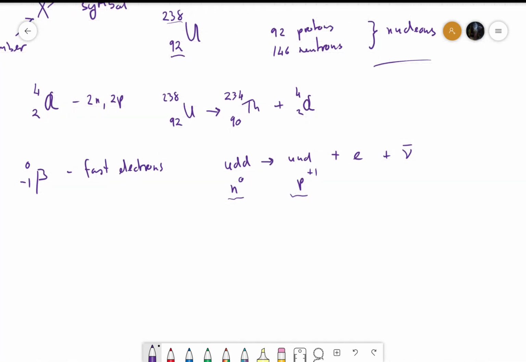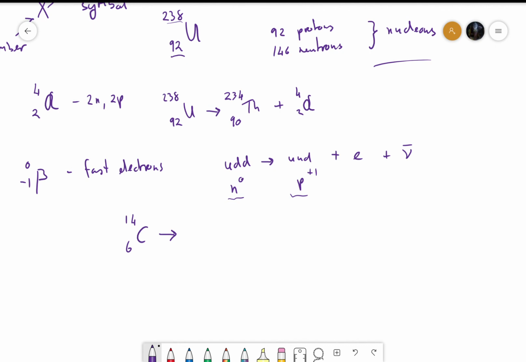I'll show you an example. If I take carbon-14, carbon atomic number 6 has 6 protons. Carbon-14 has 8 neutrons, therefore. Carbon comes in a handful of different isotopes. This is actually the isotope used for carbon dating.